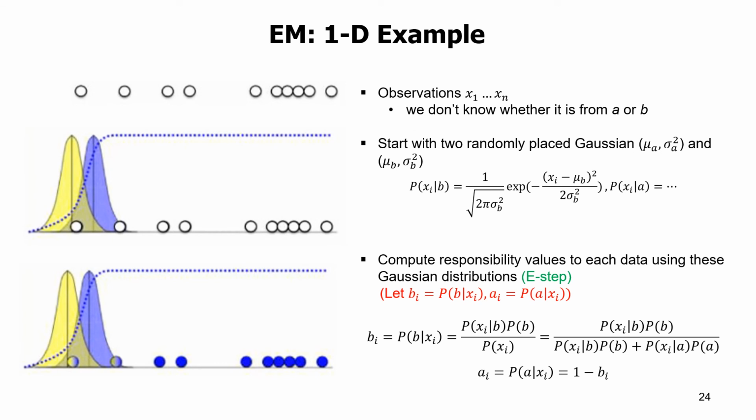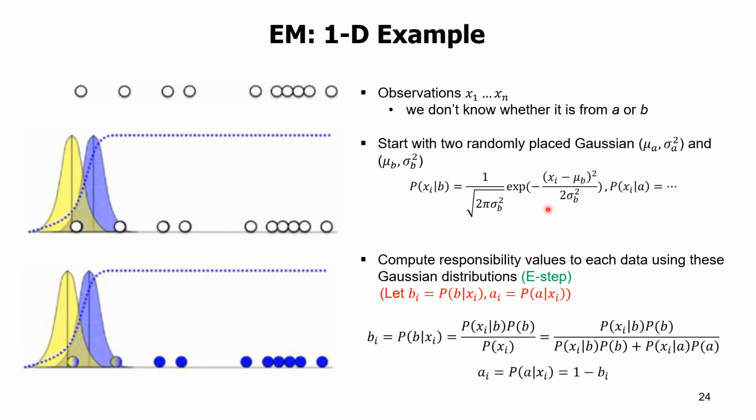So this is another example of running EM in one-dimensional case. Let's say we have n data, x1 to xn, and we don't know whether it is from Gaussian A or Gaussian B. Suppose there are two Gaussians, A or B. So the yellow one is Gaussian A, and this blue one is Gaussian B. In the beginning, we randomly initialize the parameters of the Gaussians, so mean and variance of A and mean and variance of B.